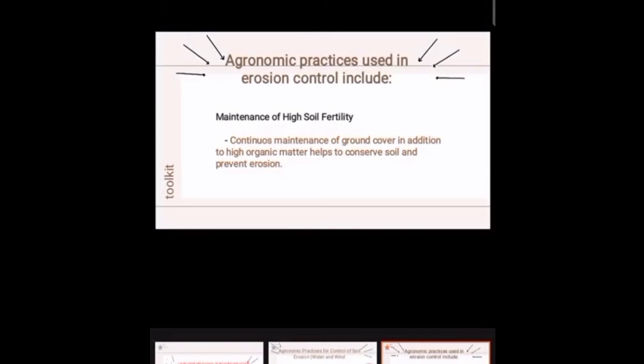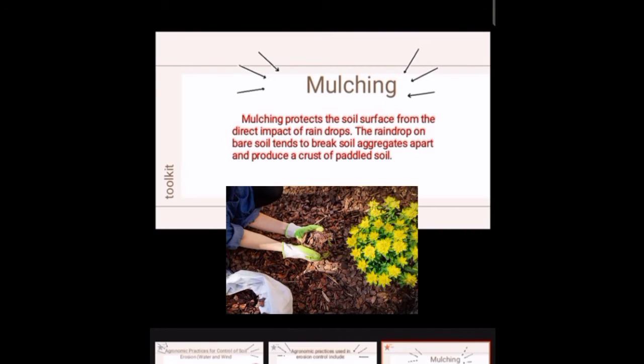It is believed that wise use of fertilizers, lime, and manure increases the fertility of the soil, which enhances proper plant growth, leading to bumper harvest and an insurance for maximum ground cover. Next is mulching. Mulching protects the soil surface from the impact of raindrops.